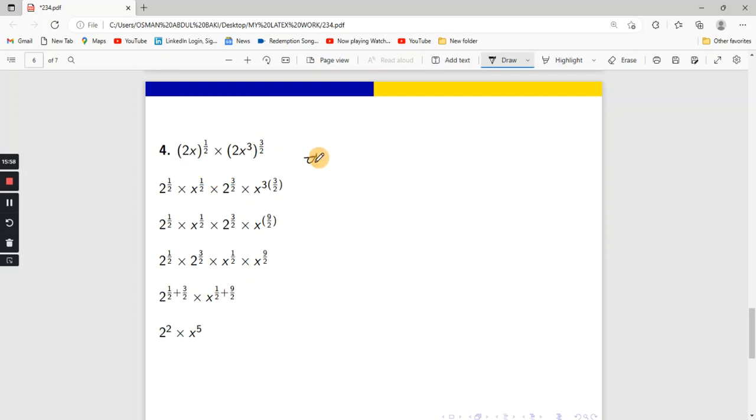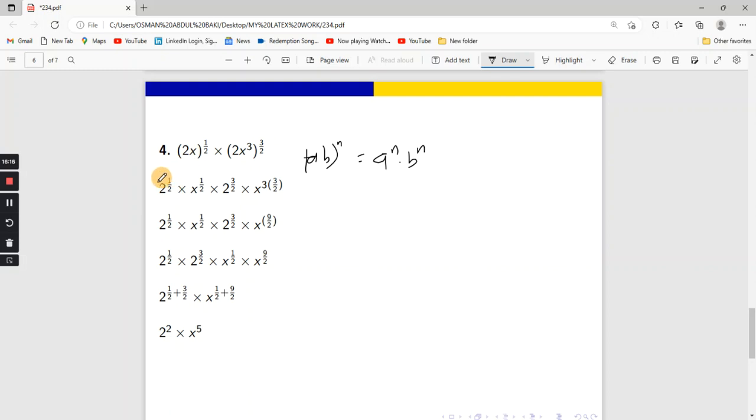The same thing, assuming just like having a over b raised to the power n. So a will be a raised to the power n times b raised to the power n. So here the same thing.